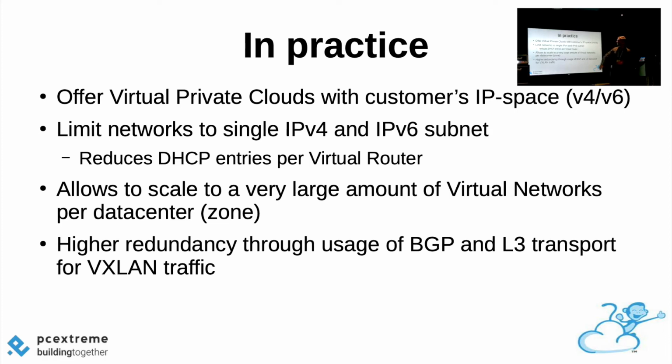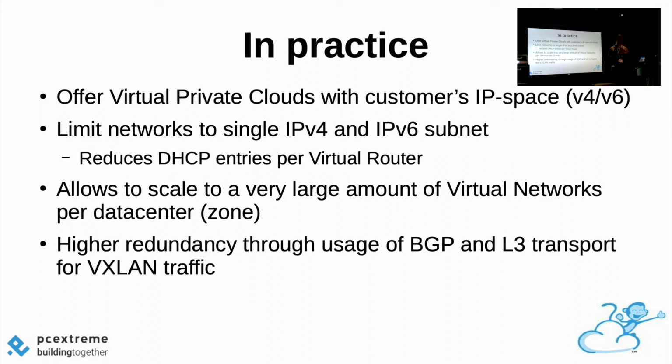All the networks we create have one IPv4 and one IPv6 subnet. Usually the maximum for v4 we use is a /23, so that's roughly 500 addresses. One virtual router, 500 DHCP entries. So the VRs can stay pretty small. We have the sharding. If one VR becomes a problem because they're only doing DHCP, we just kill it and a new one starts up. So we have a lot of VRs running, but they're not that big. It allows us to scale to a very large amount of virtual networks.